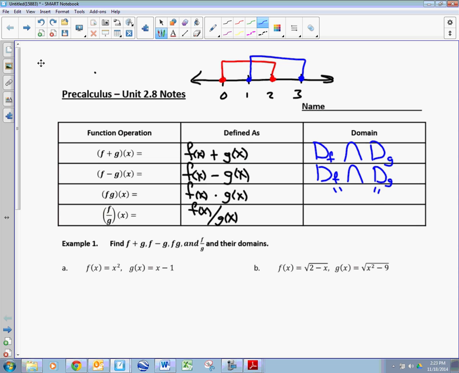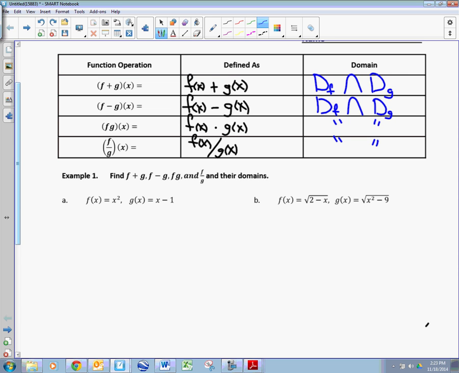So on and so forth all the way down. Except we have a problem when we get to the bottom. F of x divided by g of x, what can't you have in the denominator? So you can't have g of x equal to 0. You need to exclude that from the domain.